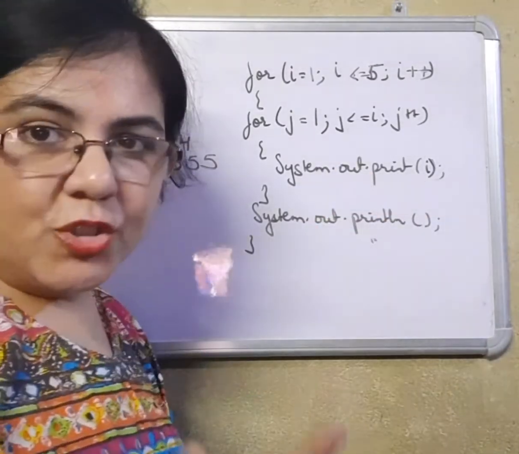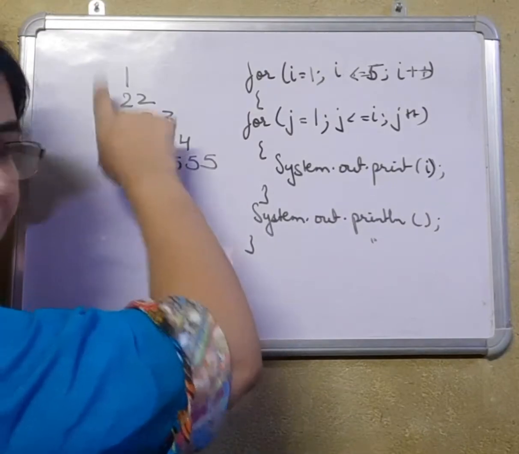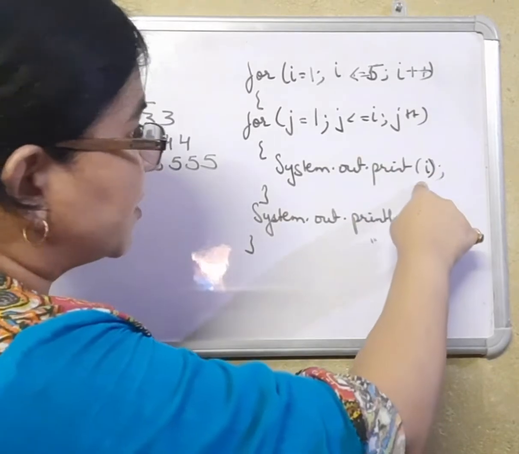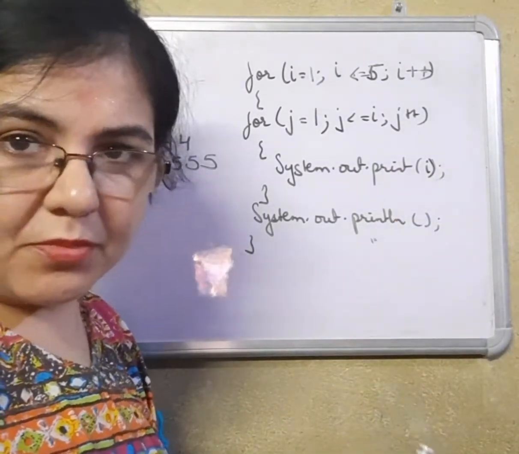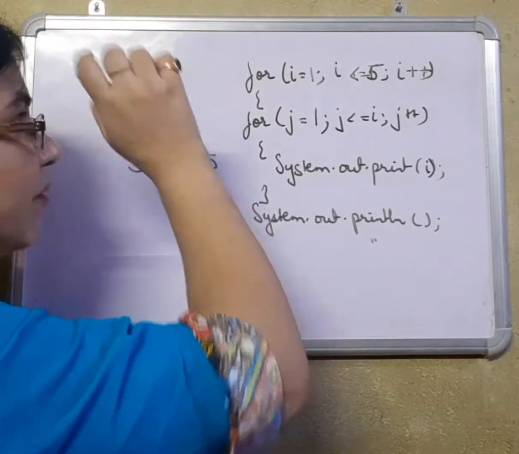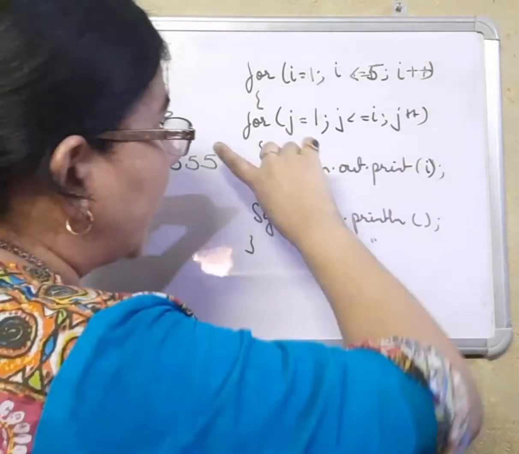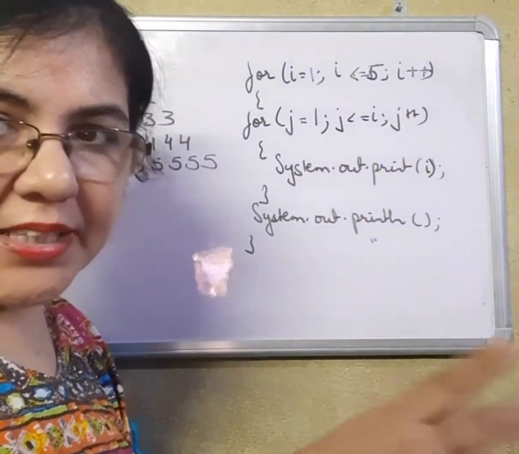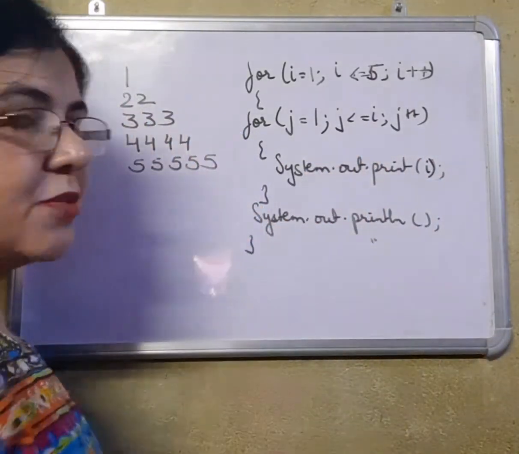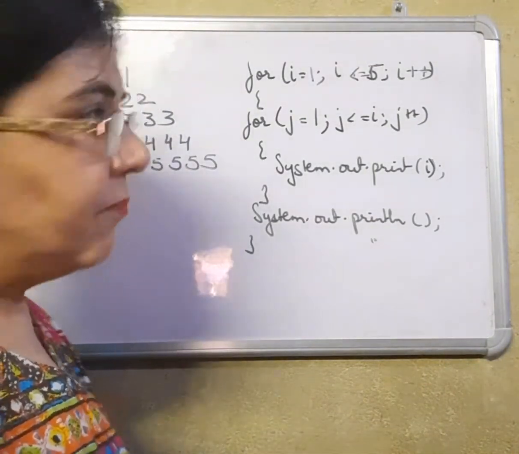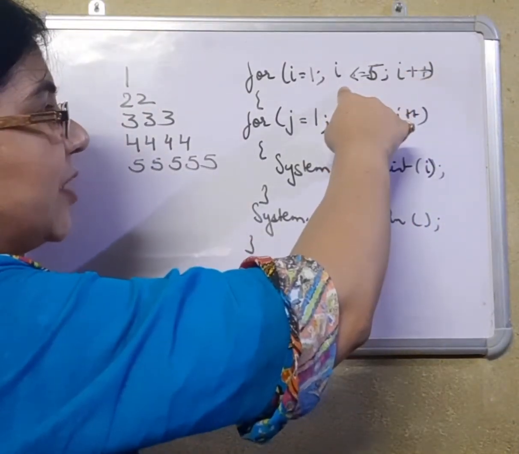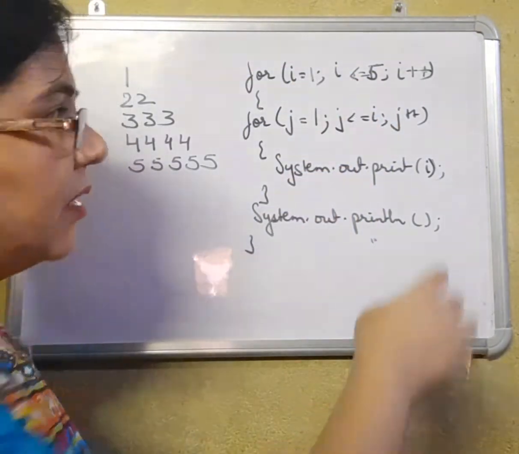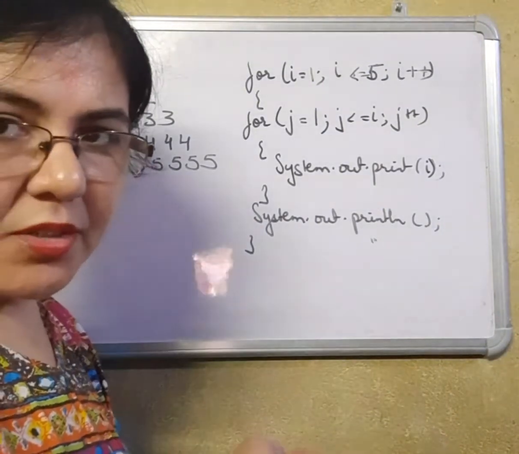Presently, what is the value of I? 2. 2 will be printed here. Then J will become 2, 2 less than equal to 2. Yes. What is the present value of I? It has not increased, it is still 2. 2 again will be printed on the same line. That means till the time the J loop completes, I will remain constant at that same value, which will be printed as many times as the J loop runs. When I becomes 3, 3 is less than equal to 5. Yes, J will restart with 1, 1 less than equal to 3. The present value of I is 3, it will be printed 3 times.